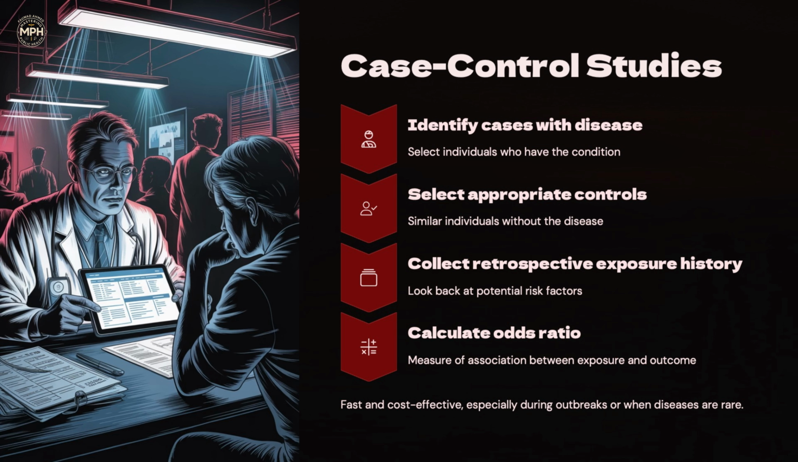Case control studies work in reverse compared to cohort studies. They begin with people who already have the disease, called cases, and compare them to a control group of similar healthy individuals. The goal is to identify differences in their past exposures. This method is much faster and cheaper than cohort studies, but is generally considered less accurate.